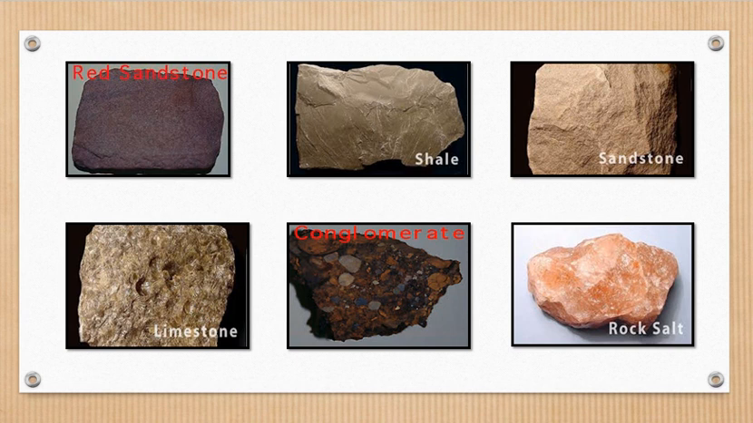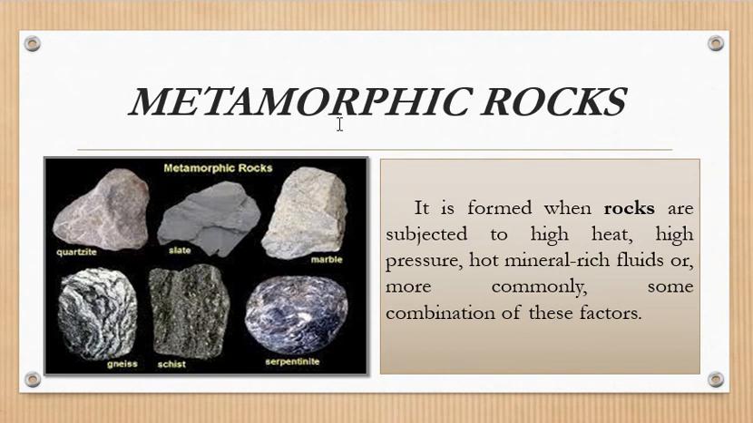We have the metamorphic rocks. Now these metamorphic rocks arise when existing rocks, which can be igneous or sedimentary rocks, are subjected or exposed to high heat or high pressure or hot mineral-rich fluids, or more commonly, some combination of these factors. They will undergo changes and become what we call metamorphic rocks.